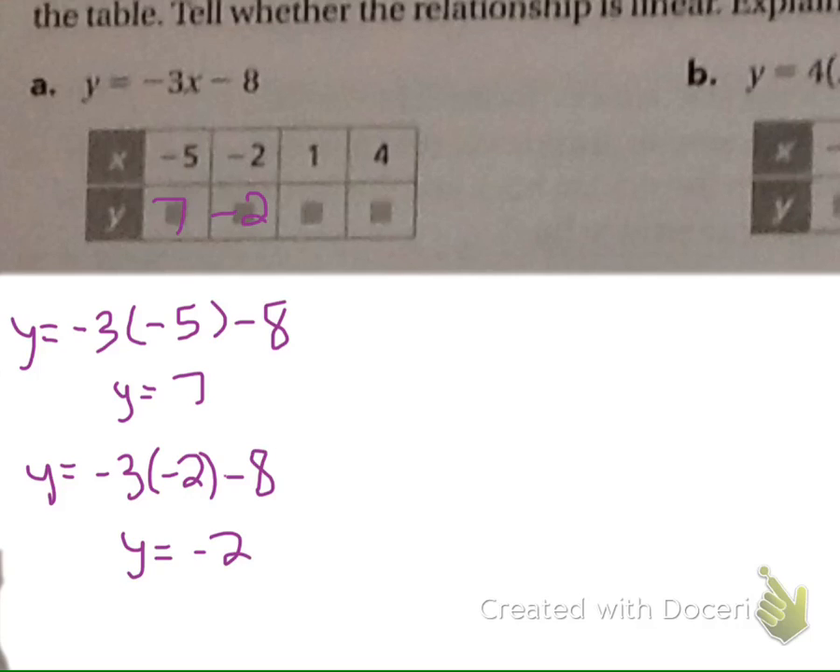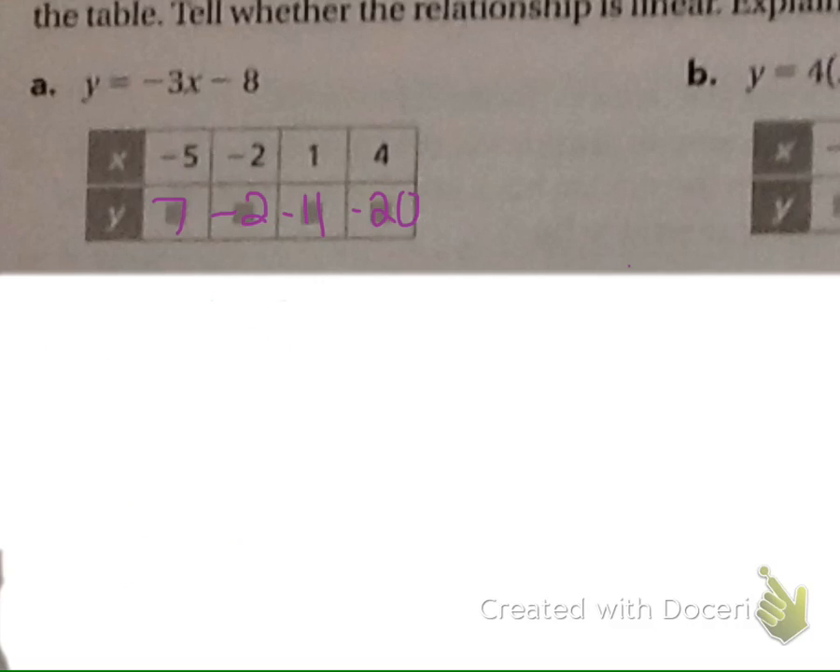I put that in, and I continue to do that. So -3 times 1 is -3, and then minus 8 is -11. And then -3 times +4 is -12, minus 8 is -20. So after I've filled in the table, let me get rid of my work here. I can now figure out if it's linear or not. So I'm going to put in my carets.